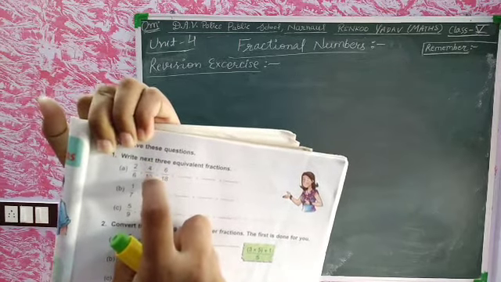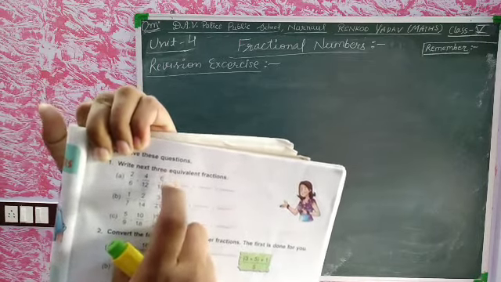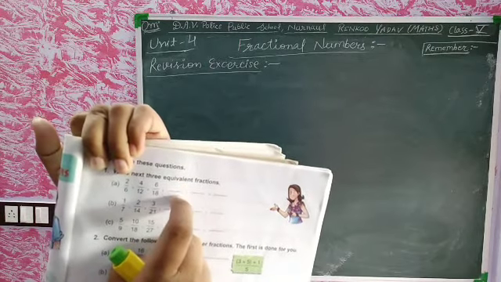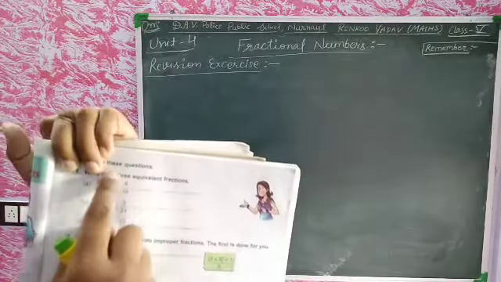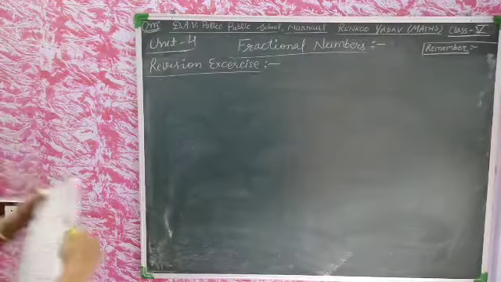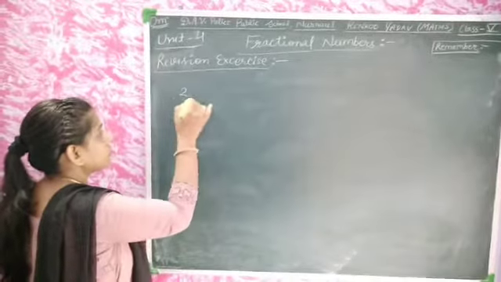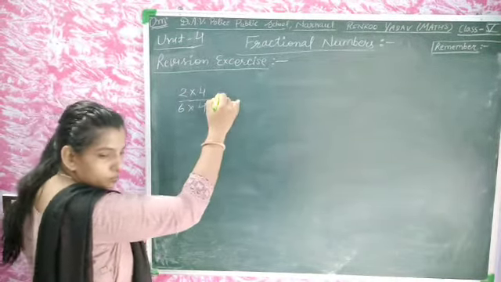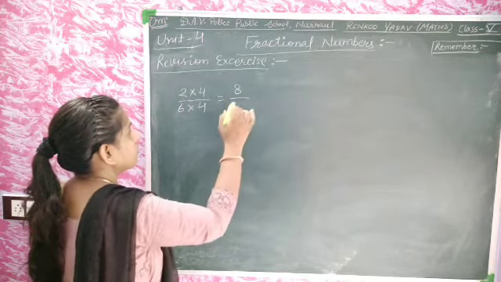If we multiply 2 and 6 by 3, then what will we get? 6 by 18. And to get the next equivalent fraction, what will we do? We will multiply by 4. 2 is multiplied by 4, 6 is multiplied by 4, and then we will get the next equivalent fraction. There is 2 by 6, multiplied by 4, 2 fours are 8 by 24.